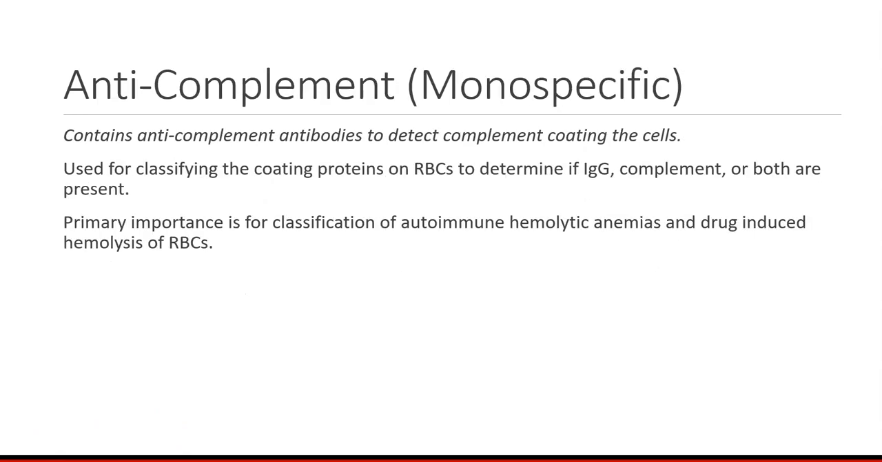Monospecific anti-complement contains anti-complement antibodies to detect complement coating the cells. It's used for classifying the coating proteins on red cells to determine if IgG, complement, or both are present. The primary importance is for classification of autoimmune hemolytic anemias and drug-induced hemolysis of red cells, because the clinical significance of whether you have just IgG coating the cells, or complement only coating the cells, or both will determine paths for us to follow in doing more additional testing.